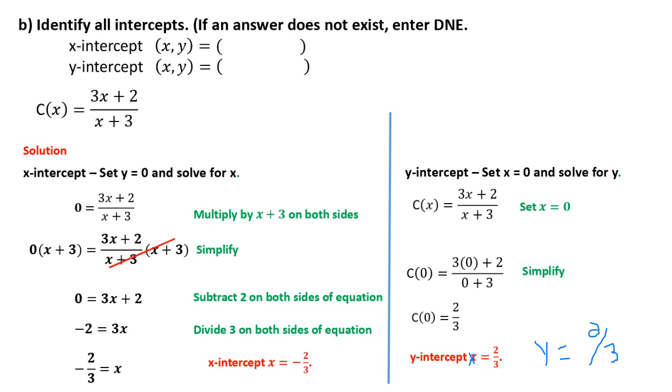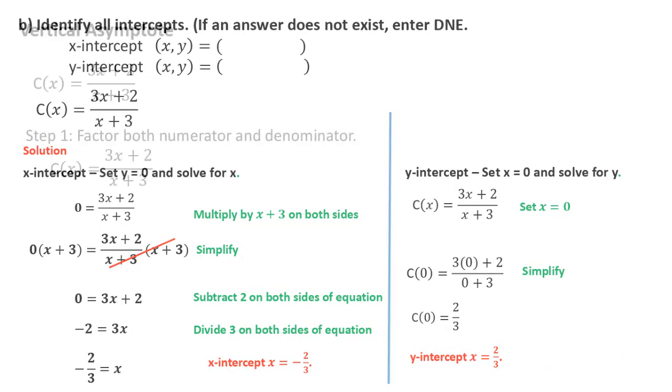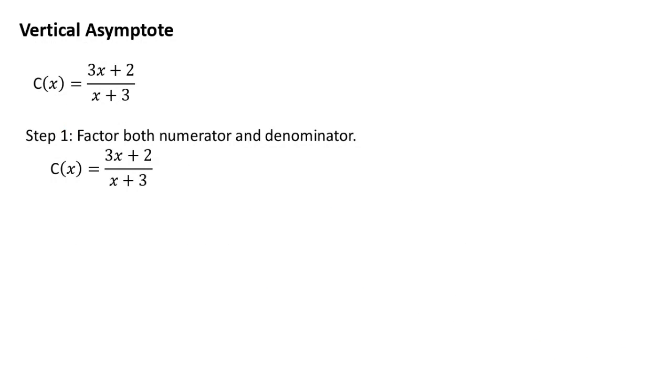Okay, so now that we have our x and y intercepts, now we can move on to the asymptotes. So let's go to the next one. So first we need to factor. So let me ask you guys, is the numerator already factored? What do you guys think? So 3x plus 2, is that factored? There's nothing I can do with 3x plus 2, right? So it's already factored. And then x plus 3, that's already factored. So there's nothing for me to do here.